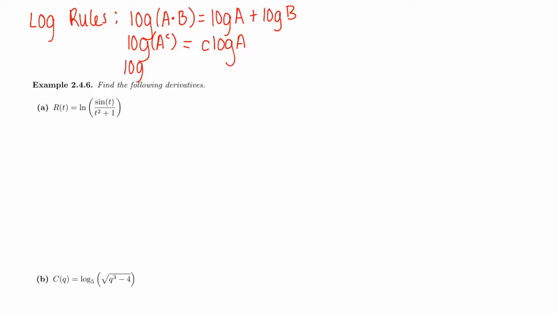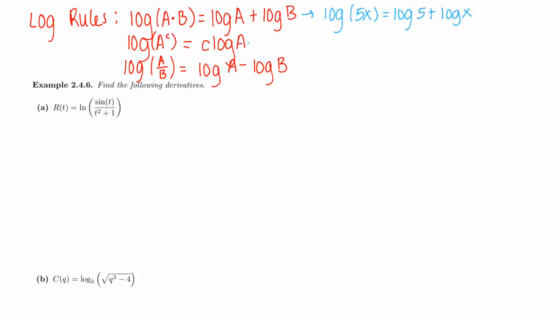And if you have division on the inside of log, it turns into subtraction on the outside of log. Maybe I'll do a quick example of this. So if you have log of, let's just say 5x, you could separate this because 5 and x are being multiplied into log 5 plus log x. If you have log of x squared, you can bring that exponent down in front, and this would be 2 log x.